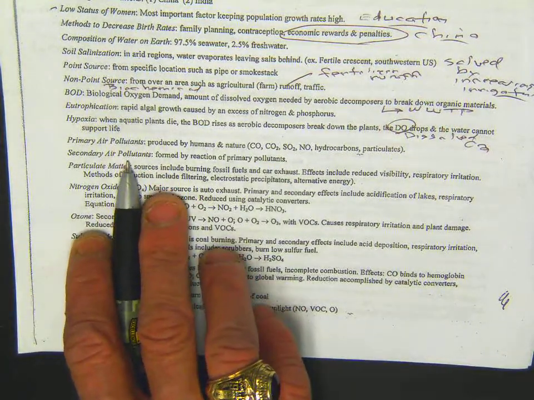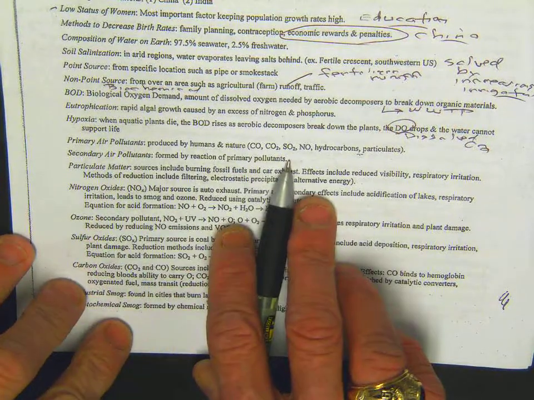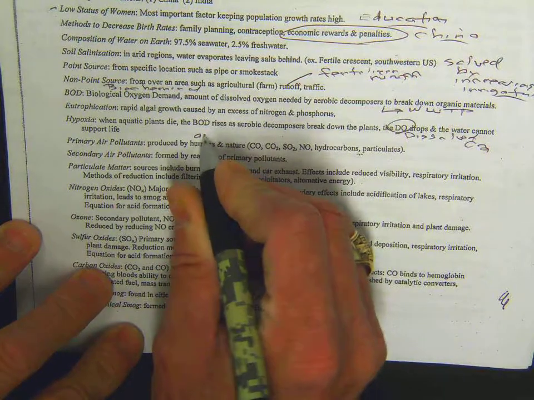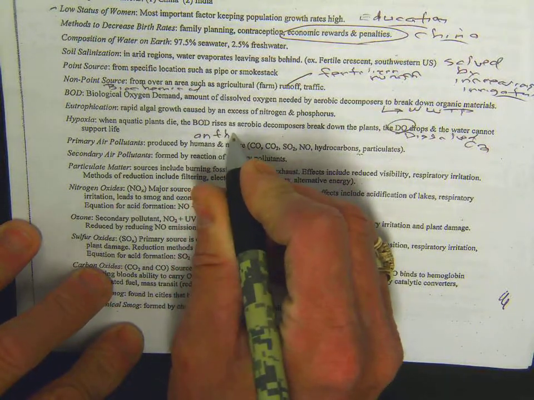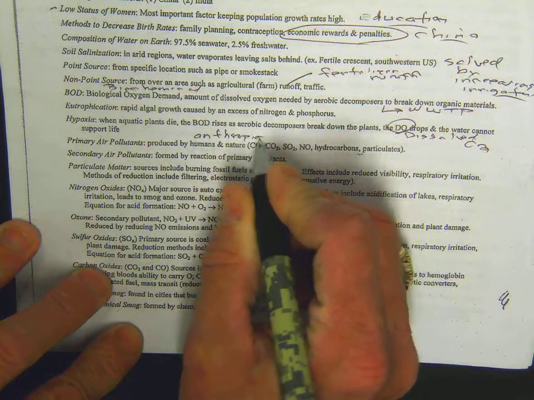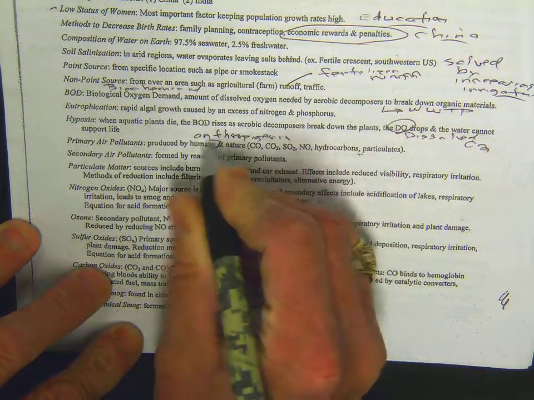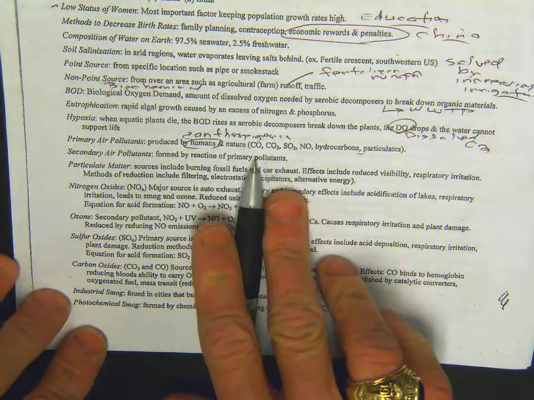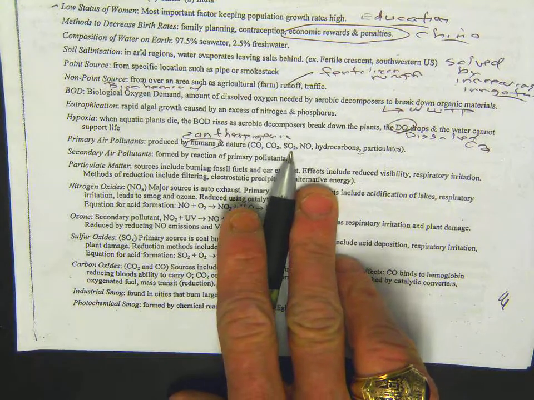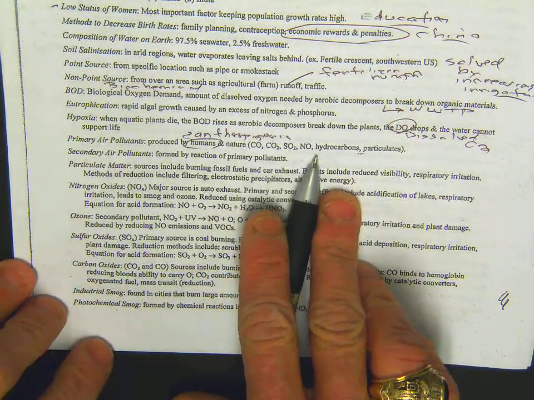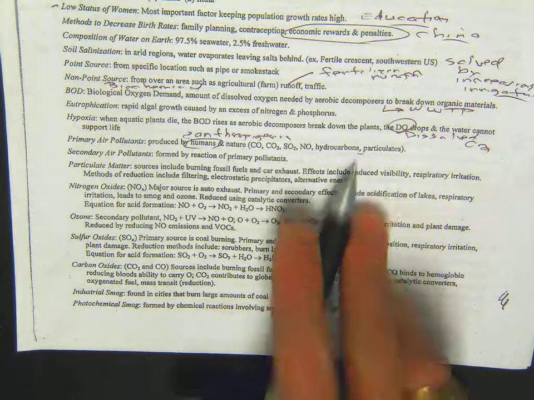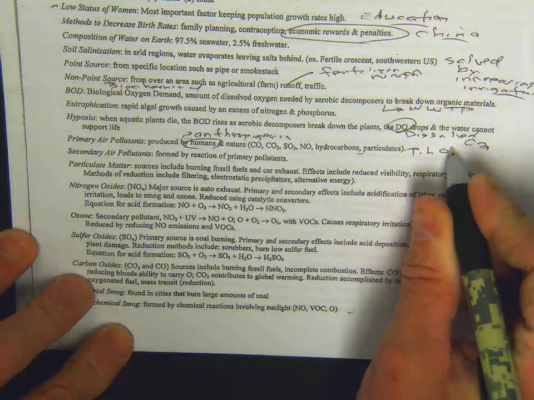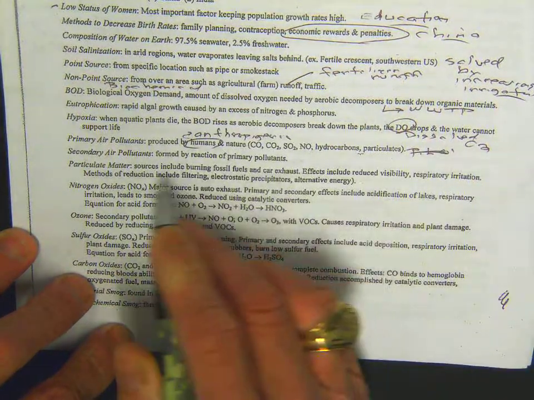Primary and secondary air pollutants. Primary air pollutants are those produced by humans. Remember this term, anthropogenic: man-made. Some of the big ones are carbon dioxide, carbon monoxide, sulfur dioxide, nitrous oxide, hydrocarbons, and particulates. I think we had an acronym there. Never mind, I'll get back to that in just a second.